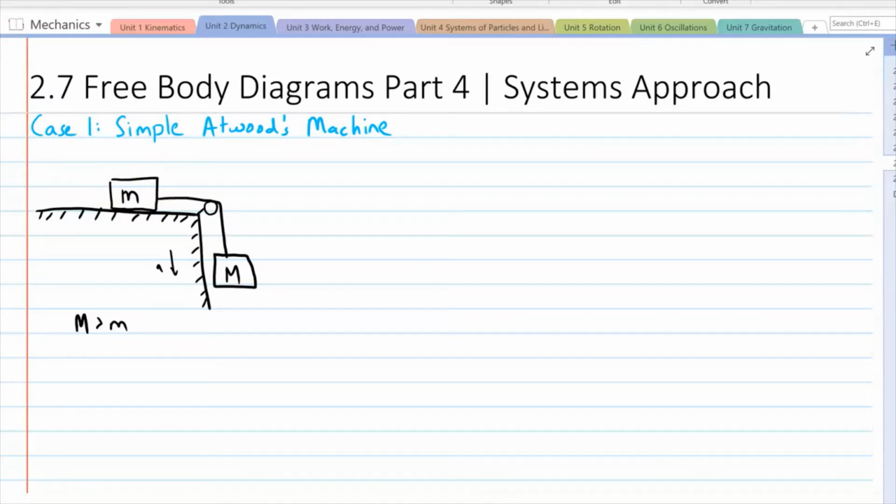Okay, so the first thing to notice is this pulley, right? The pulley has one job in this case. Usually pulleys have one job. It's just to redirect forces. In this case, it redirects the tension forces. As you can see, the tension force is this way, and then it also is this way, right?